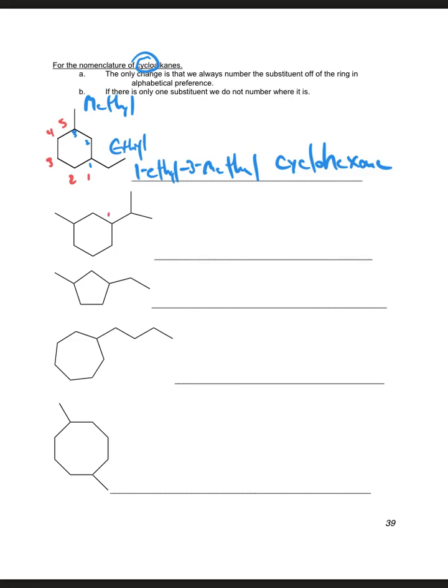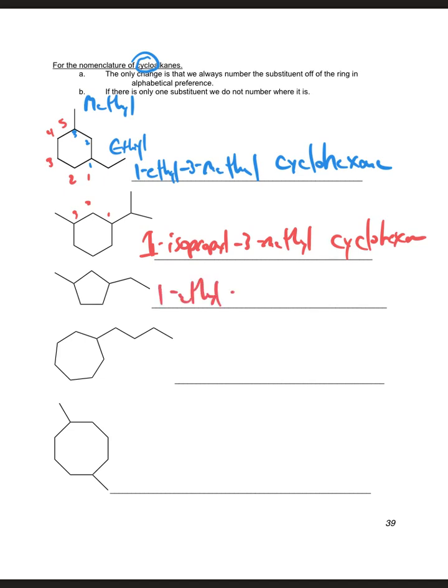So 1 isopropyl, 3 methyl cyclohexane. The next one would be a 1 ethyl, 3 methyl cyclopentane, because it's a 5-membered ring.